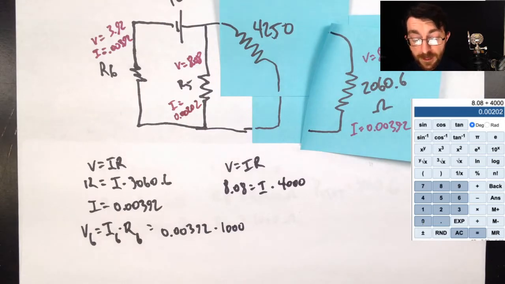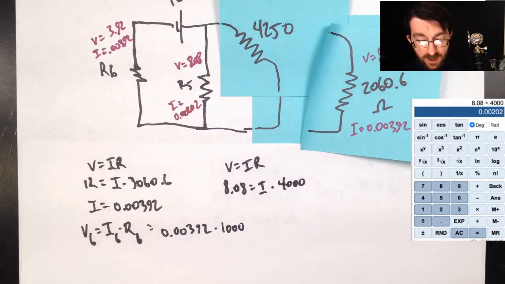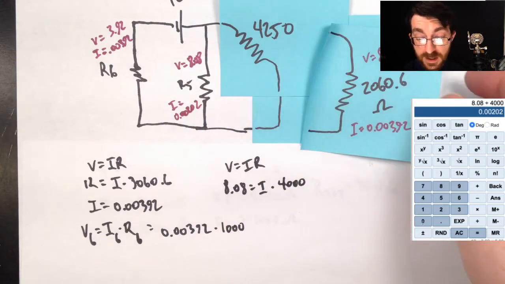Okay. Look, if you can't read this, at least you can read it on the calculator. I'm sorry, I am trying to cram it into a small space. Okay, so we know the voltage across this one. It's the same as that. It's 8.08.